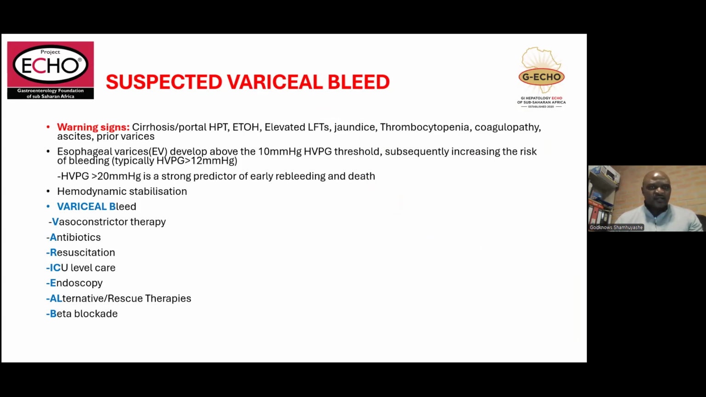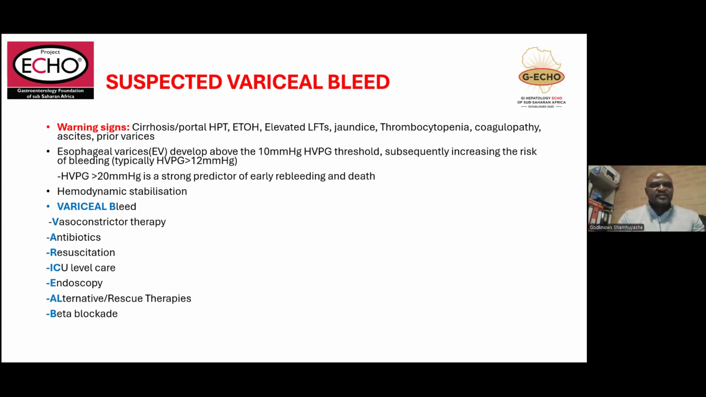Usually variceal bleeding develops above 10 millimeters of mercury of hepatic vein pressure gradient, and the risk increases as the pressure increases. Those with a hepatic vein pressure gradient of more than 20 millimeters of mercury have a strong prediction of early rebleeding and death. So you need to stabilize these patients early.